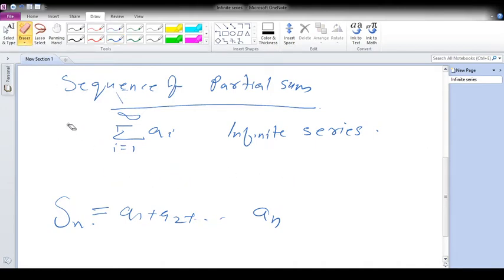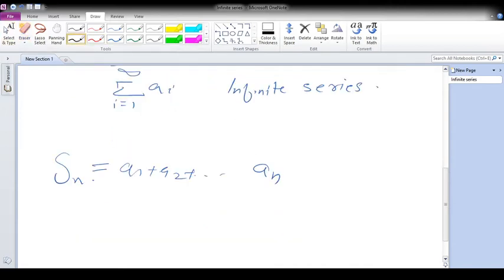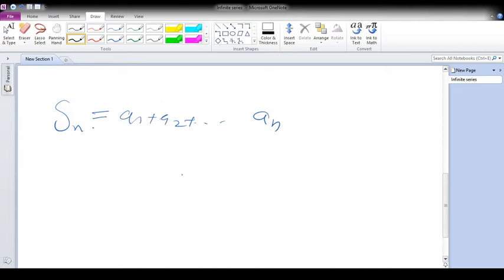So we have an infinite series. Then the sums of the first n terms form the sequence of partial sums. Some examples I will give. Example 1.